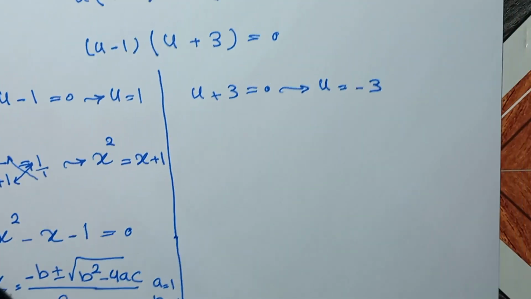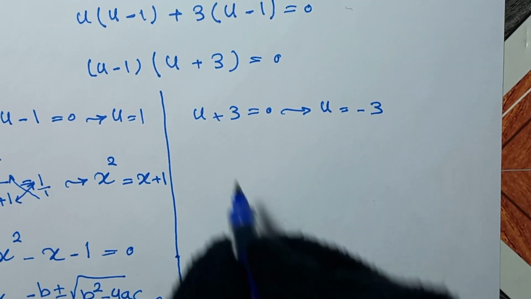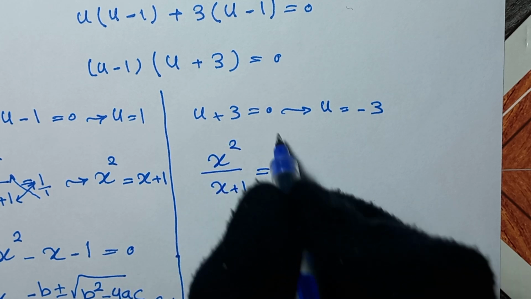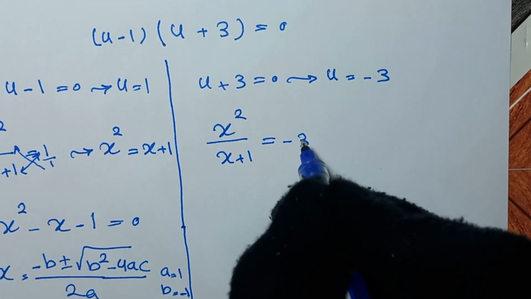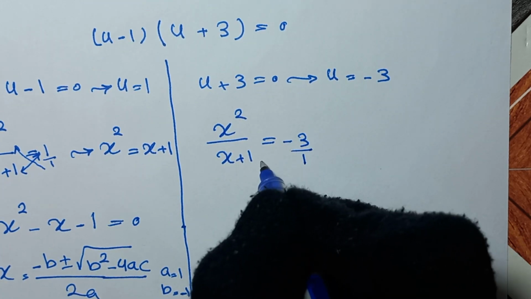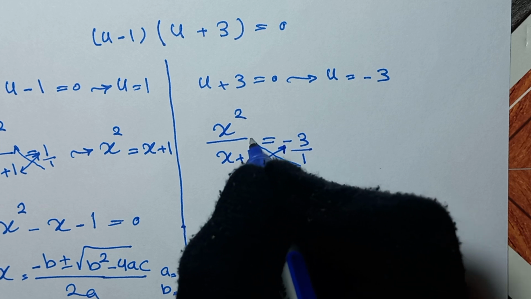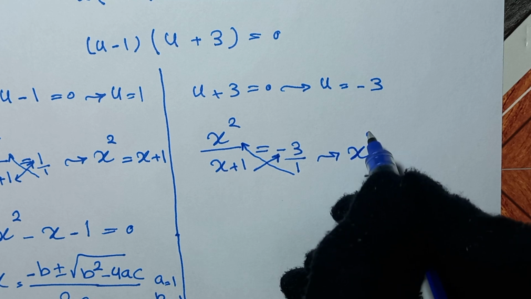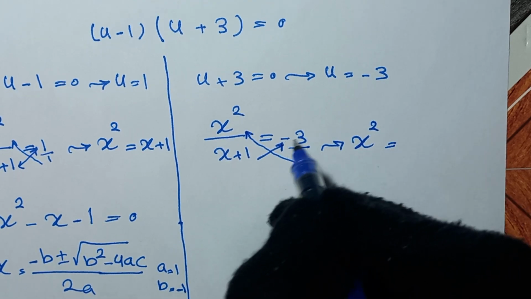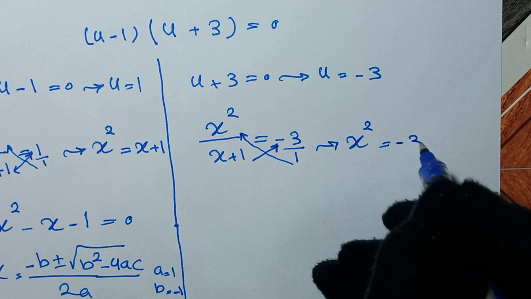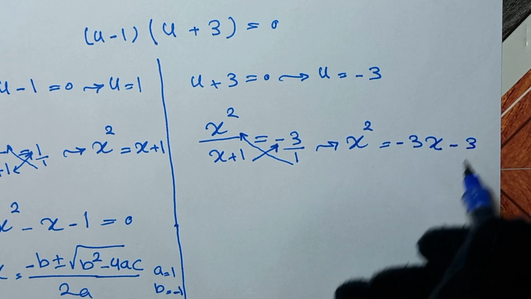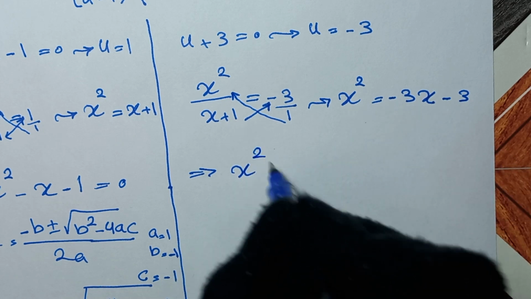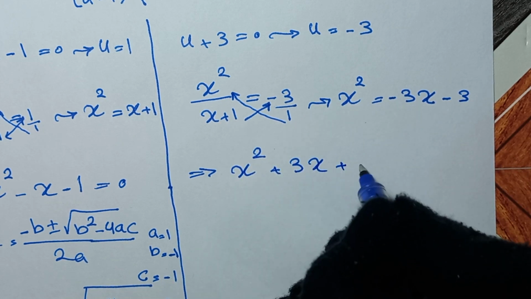And here, for u equals negative 3, we have x squared over x plus 1 equals u, and u is negative 3. And here we can write negative 3 as negative 3 over 1, and we use cross multiplication. This times this, and this times this. So here it will be 1 times x squared, x squared, equals negative 3 times x plus 1, it will be negative 3x minus 3, right? So here we take these two parts to this side, so it will be x squared plus 3x plus 3 equals 0.